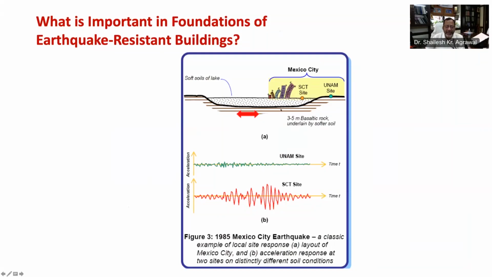These lake beds or soft soil are similar to a ball of jelly. Imagine a building resting on hard rock vis-a-vis soft soil. The shaking gets amplified on soft soil. Now let's look at this figure 3b, which shows peak ground acceleration, that is PGA. It is a measure of severity of ground. During 1985 earthquake, PGA at the soft soil, which is shown in red, was significantly larger than at the rocky side, which is shown in green.